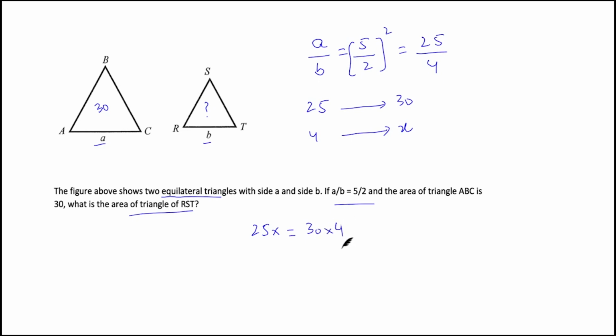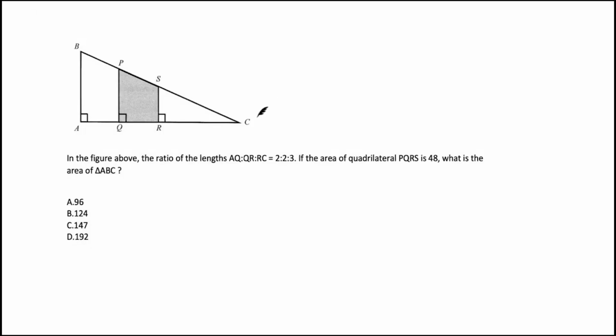You know the drill. Please do not multiply. X equals 30 into 4 divided by 25. So this is basically 6. This is 5. We are left with 6 into 4. 24 divided by 5, which is 4.8. This is our answer. Let's have a look at another interesting question.